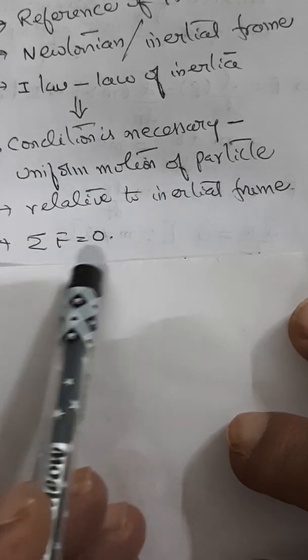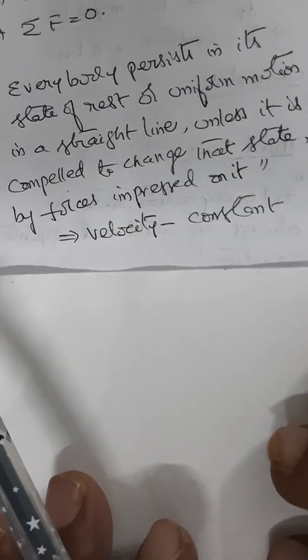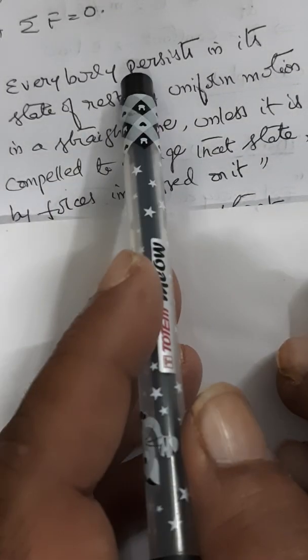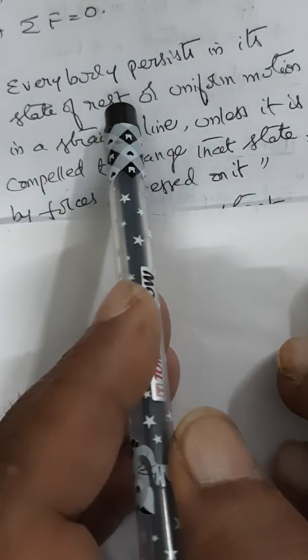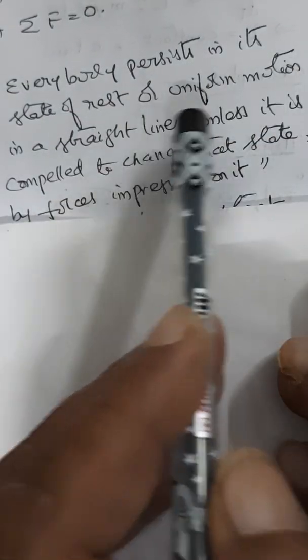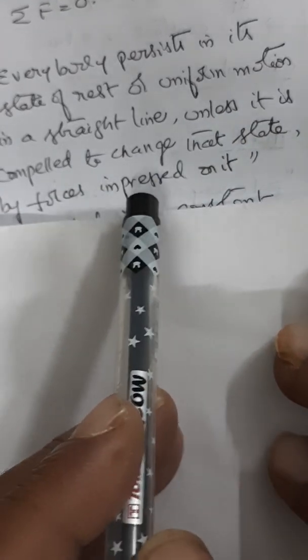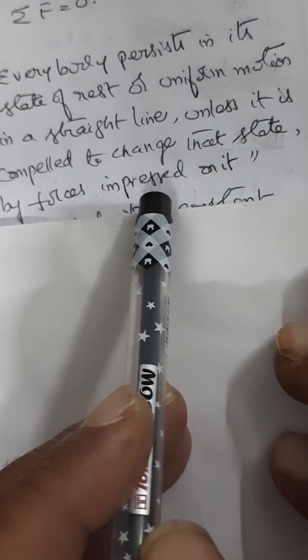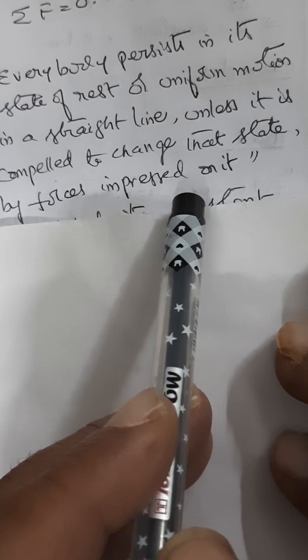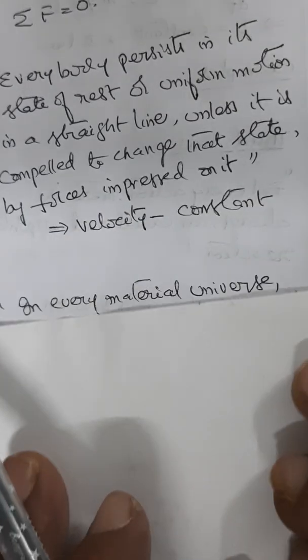So now you can restate the first law. So this is the first law you made. Every body persists in its state of rest or uniform motion in a straight line unless it is compelled to change that state by forces impressed on it. This is how you can refer to it. Now, that means velocity always remains constant.